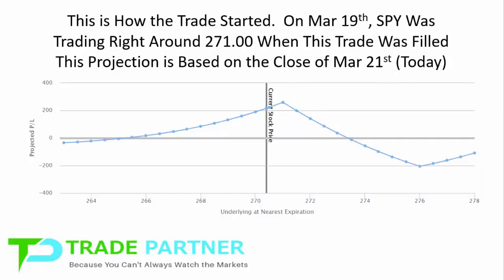And this particular trade, today is March 21st, and this trade was placed on March 19th when SPY was trading right around 271. And this projection was based on the close of March 21st, which again is today. So when I placed this trade on, this was the projection. And if by today, so this was placed on Monday, today is Wednesday, if by today SPY had moved up to 276, then this trade would have lost if I would have not been able to do anything else.